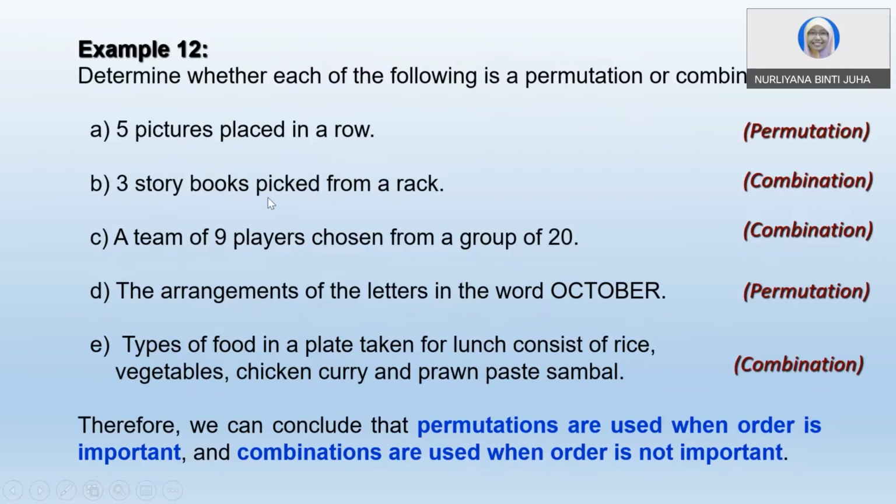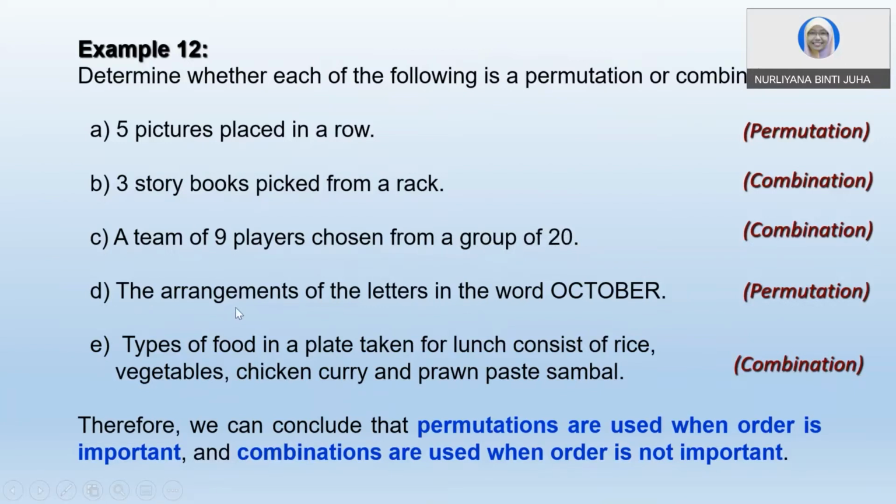For B, 3 storybooks picked from a rack. So kita just pilih, pick. You pick any, but you don't know exactly the ways of the arrangement. Okay, so you just pick, meaning that this is a combination. And then C, a team of 9 players chosen from a group of 20. Daripada 20, you choose 9. So that one is combination. It didn't mention the arrangement. Okay, so this is combination.